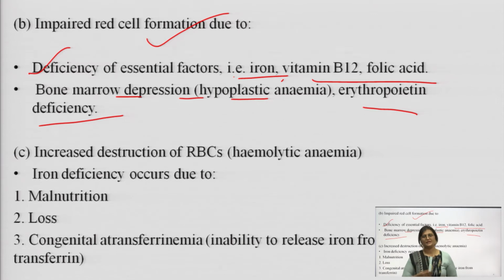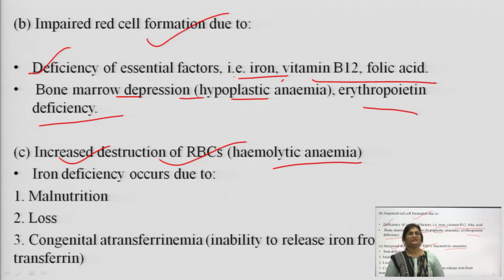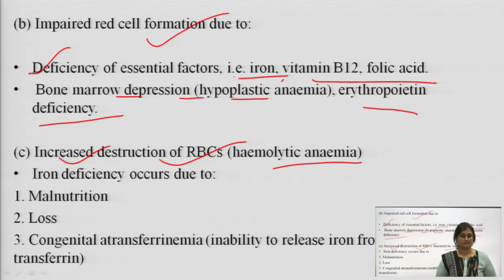Now, other reasons for anemia. First, we have seen sudden blood loss. Second, we have seen impaired red cell formation. The third reason for anemia could be increased destruction of RBC. This condition is also known as hemolytic anemia. That means the RBC in our body starts getting destroyed. They get deformed or destroyed.